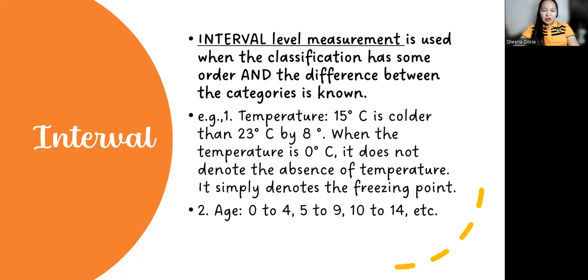For example, 15 degrees is colder than 23 degrees by 8 degrees. When the temperature is 0 degrees Celsius, it does not denote the absence of temperature. It simply denotes the freezing point. Bakit yan yung example natin? It's because when we deal with ratio level data, there is an absolute zero. Okay? In interval level of measurement, there is no absolute zero.